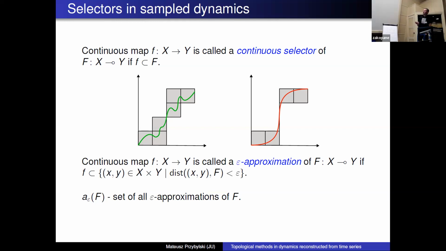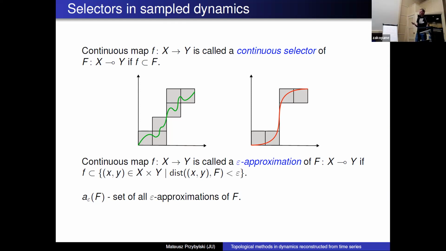But as I mentioned, it may be very difficult to find a continuous selector, and moreover, in applications, if you reconstruct a multi-valued map, it is almost impossible to find a continuous selector for this map. This is another example which you can encounter when you look at multi-valued maps generated from data. So you have this acyclicity here, but there is no chance to put a continuous selector to this map.